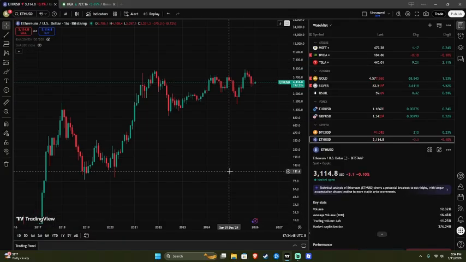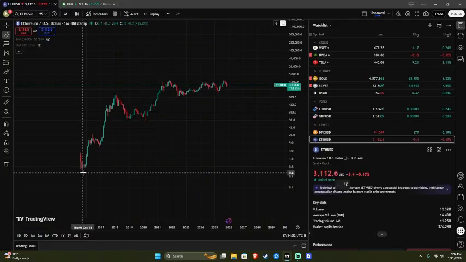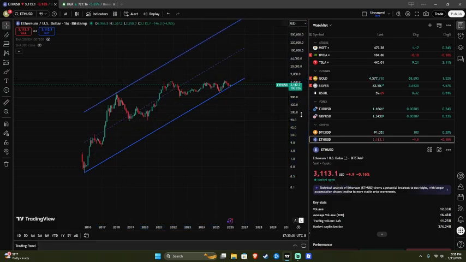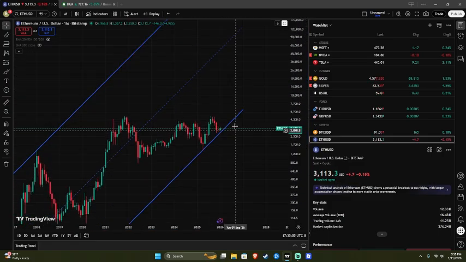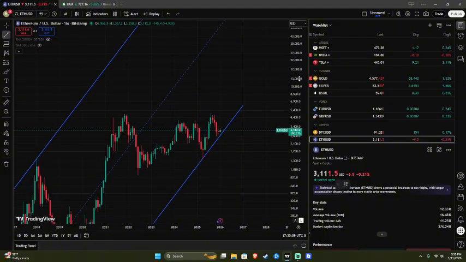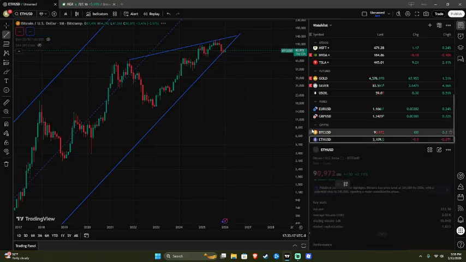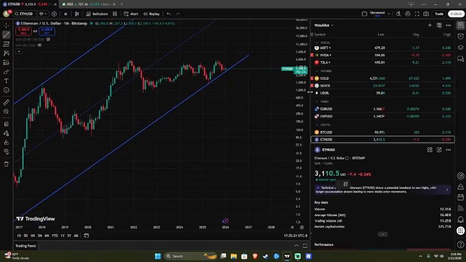And then Ethereum here, if we draw a parallel channel from the lows here to the lows here, and drag it up, it's still inside this parallel channel. So it's definitely showing a different picture here than Bitcoin. While Bitcoin looks like it might be going lower since it's broken this long-term parallel channel, Ethereum is looking like it might actually get a bounce from here.